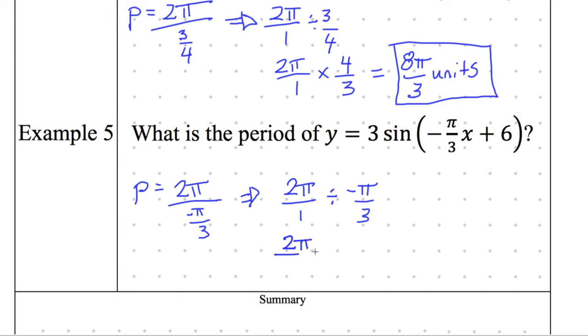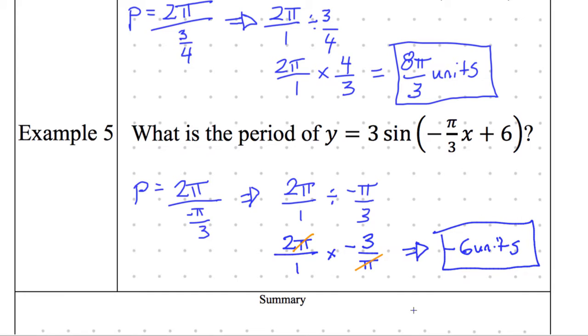So it'd be 2 pi over 1 times negative 3 over pi. Yep. Keep it, change it, flip it. Pi's cancel out. Okay, so then you just multiply 2 times negative 3, which equals -6. This turns into -6 units. Did you put units and box it? Yeah. Okay, cool. That's it.